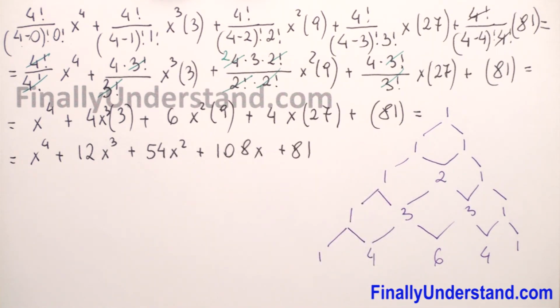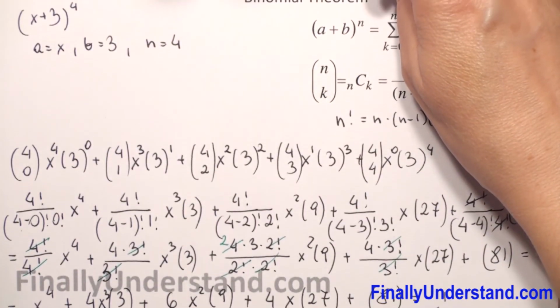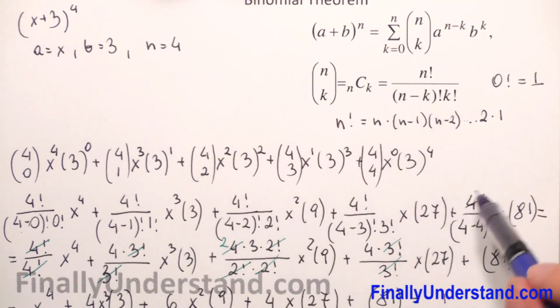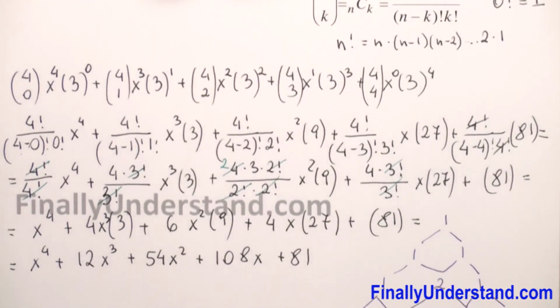So you have 3 ways to get this coefficient. You can use Pascal's triangle if the exponent is not so big. You can use this formula to find the coefficient, or the easiest way is to use the calculator. This is my solution.